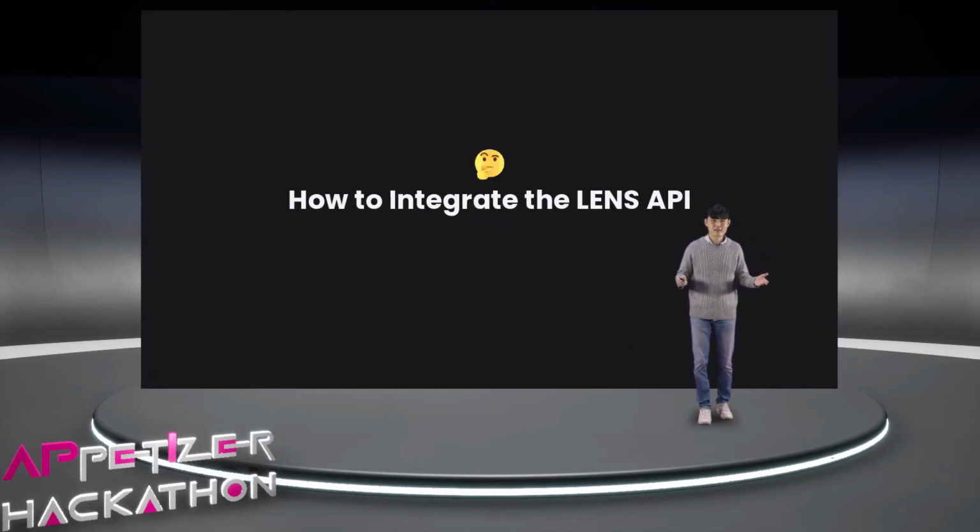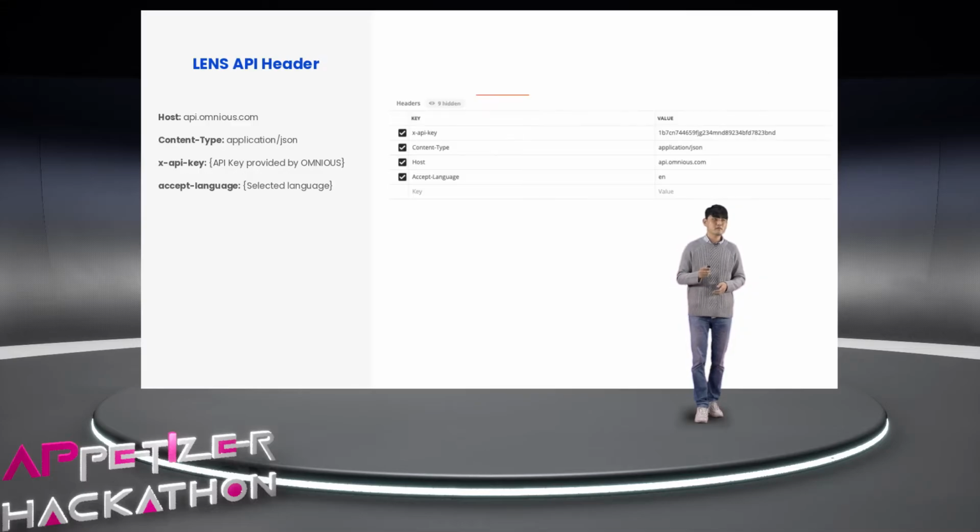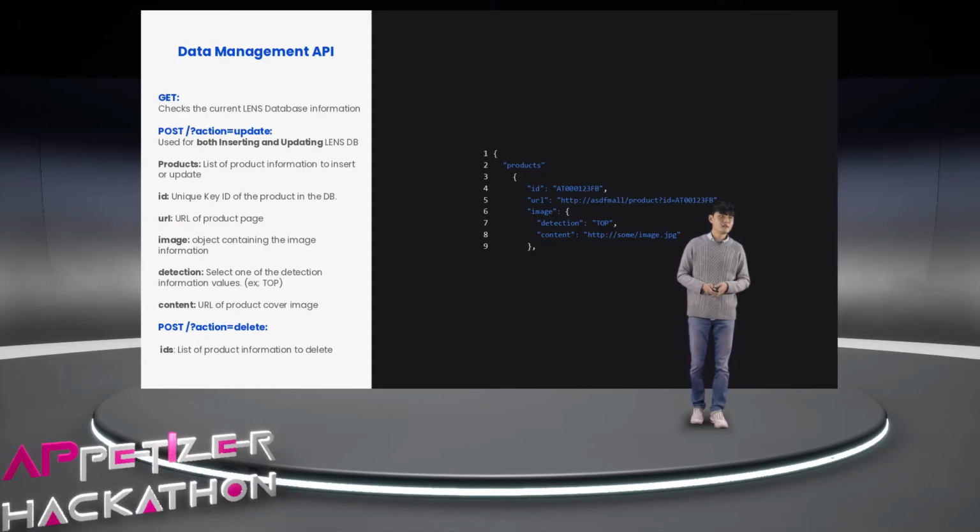Now, how do you integrate the Lens API into your application? First, you need an authentication key like you've used for Tagger. But bear in mind that this is a different authentication key to Tagger, and we'll provide you one. Now, similar to Tagger, you'll need an API header. Now, first, I'll talk about the technical aspects of the data management API.